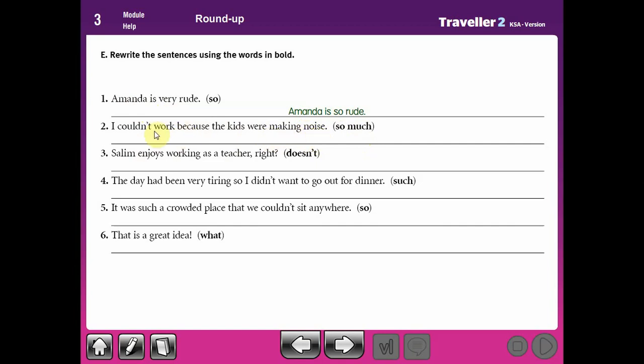We will use so much, as we talked about in the grammatical rule, followed by that, then a clause. So much noise that I couldn't, right? So the kids were making so much noise that I couldn't work. Now to the next one.